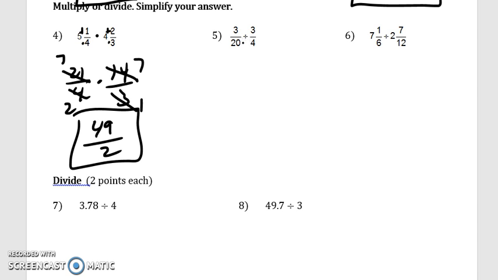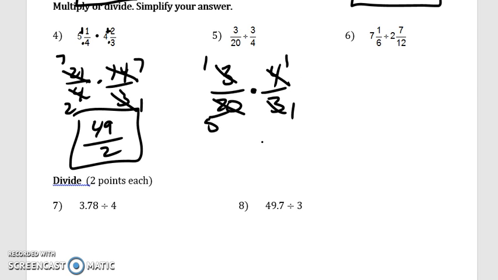So with division, the phrase is to multiply by the reciprocal. So we leave that first fraction alone. It becomes a multiplication problem. And we take the reciprocal, which means to flip. So what can I take out of the 3's? Well, 3. So divide it by 3, you're going to get a 1. What can I take out of 4 and 20? 4. So 4 divided by 4 is 1. 20 divided by 4 is 5. Multiply across, and we get 1/5, and we're done.